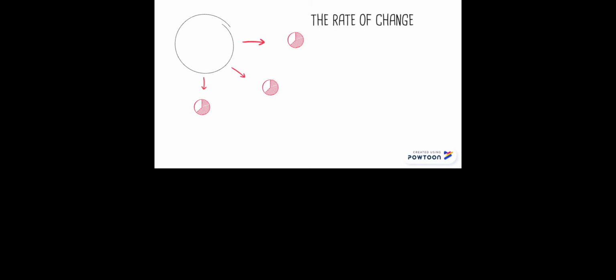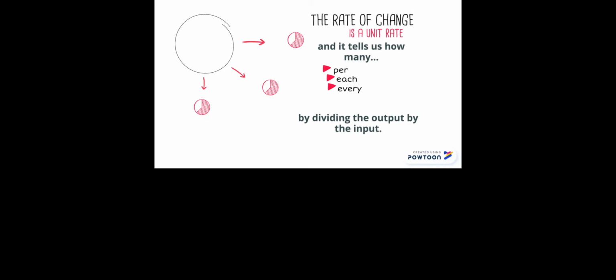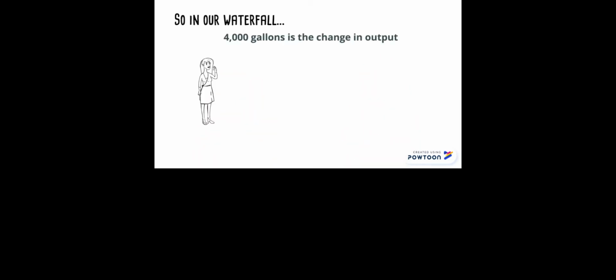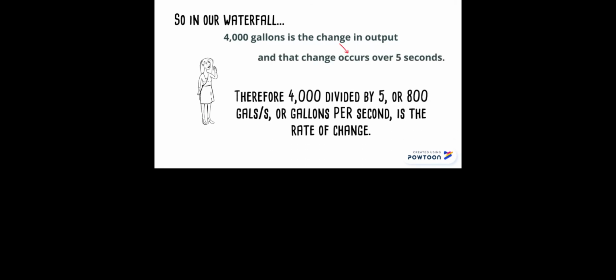Now, a rate of change is something called a unit rate. And that unit rate is going to tell us how many per, each, or every of something by dividing the output by the input. In our waterfall example, that looks like this. We have 4,000 gallons, which is the change in output, and that change occurs over 5 seconds, which means 4,000 divided by 5, or 800 gallons per second, is the rate of change.